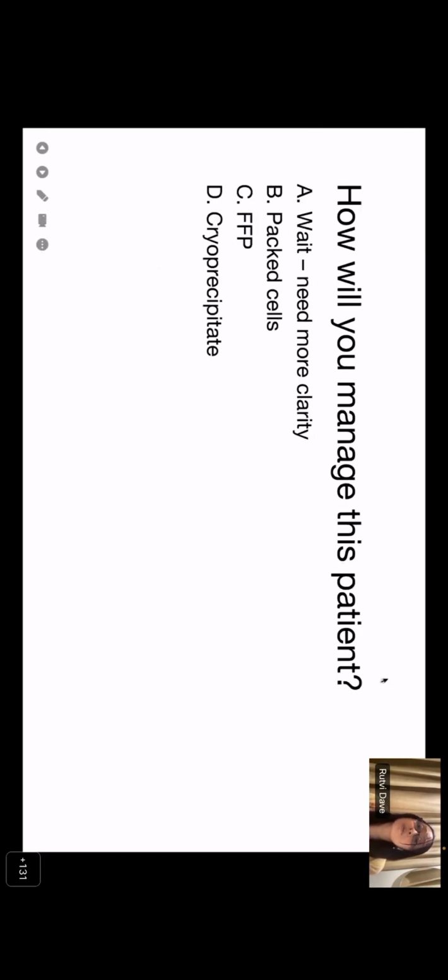Okay, so now how will you manage this patient? A, wait and get more clarity because you still don't have a possible diagnosis. B, Paxil. C, FFP. Or D, cryoprecipitate.